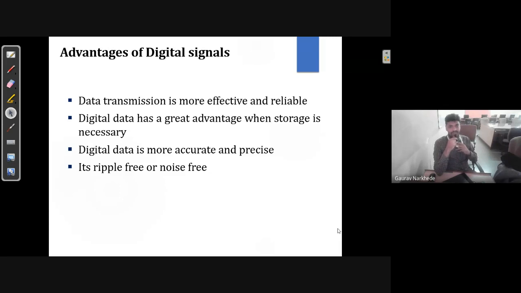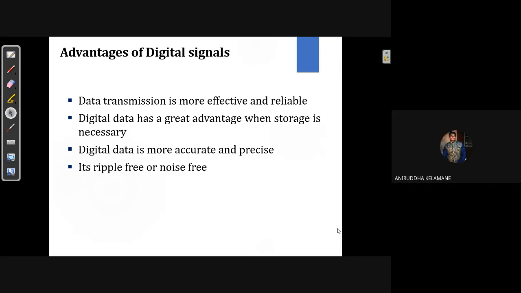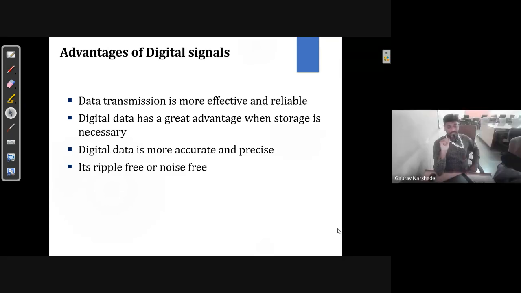Then, is it free of noise? Yes, it is free of noise. Then the digital signal has a great advantage when storage is necessary, right?